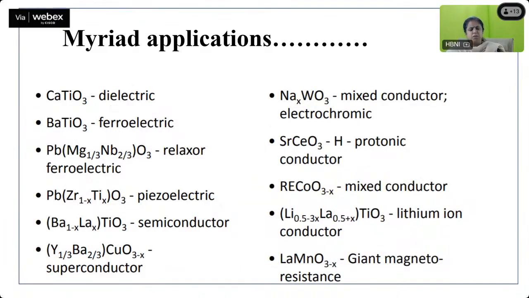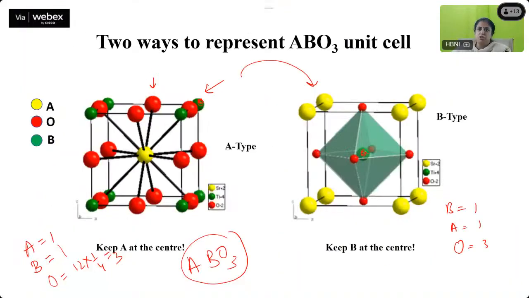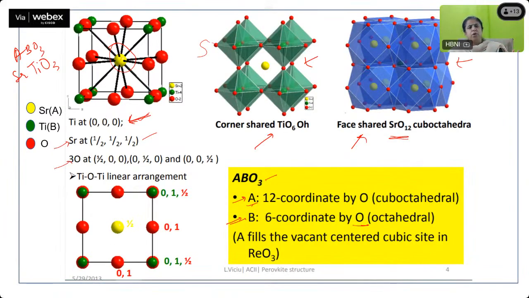Now, why are we talking about this? As I told you, this particular class is one class of compound wherein you name the property and you have it. Calcium titanate is dielectric, barium titanate is ferroelectric. Then there are relaxor ferroelectrics. I don't want to go into the detail, but they are highly upcoming and very useful materials as energy storage capacitors, piezoelectric, semiconductor, superconductor, then protonic conductor, and even magnetic materials. So this particular class is very important for a solid state chemist as it shows a lot of properties.